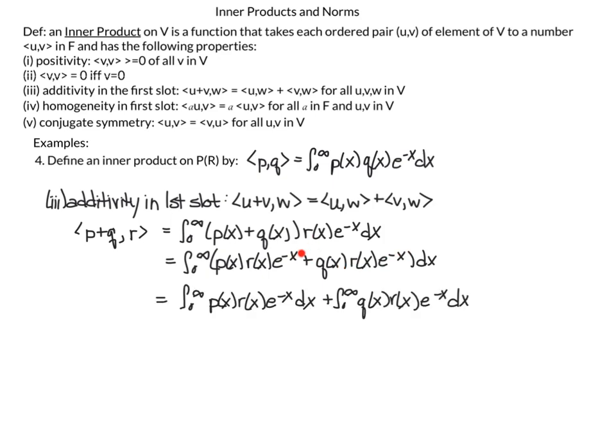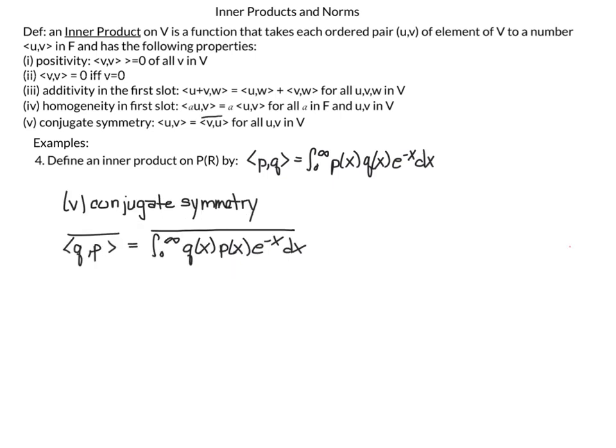And then by properties of integral, I can separate this into the sum of two integrals. So I have the integral from 0 to infinity p of x r of x e to the minus x plus the integral from 0 to infinity q of x r of x times e to the minus x. And this first integral is equal to the inner product of p with r, and the second integral is the inner product of q with r, and therefore I have shown additivity in the first slot. I'm going to skip homogeneity in the first slot because hopefully you can see the pattern from the previous examples and do this one on your own.